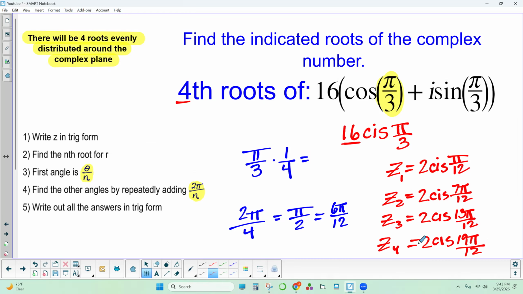So these are all of my fourth roots of 16 cis pi over 3. Okay? So again, if I were to raise these to the fourth power, I will get back my complex number here that I started with. And that's finding the nth roots of complex numbers using DeMoivre's theorem.